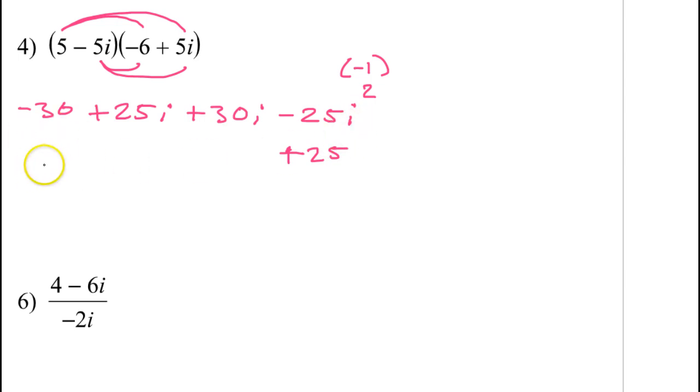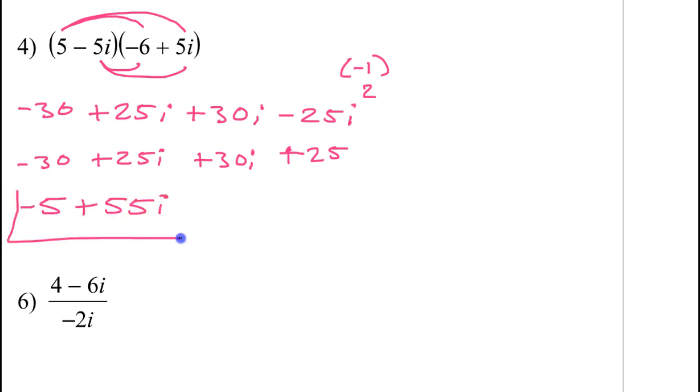So the rest I'm just going to bring down. I'll bring down my -30 plus 25i plus 30i and combine like terms. So -30 plus 25 is going to be -5. 25i plus 30i is going to be 55i. Always put the real term first and the imaginary term second.